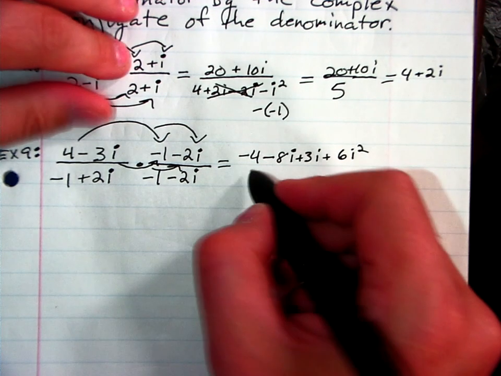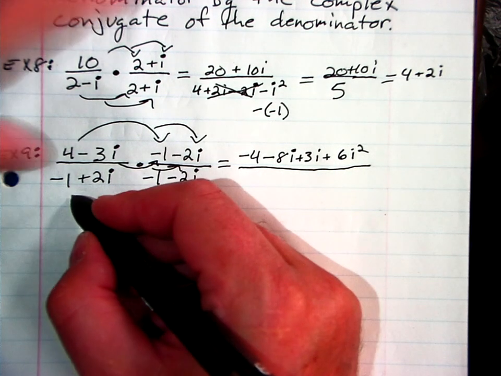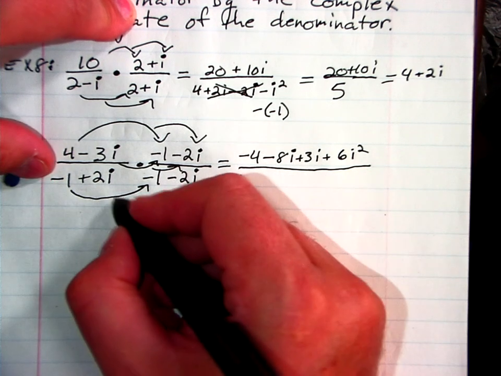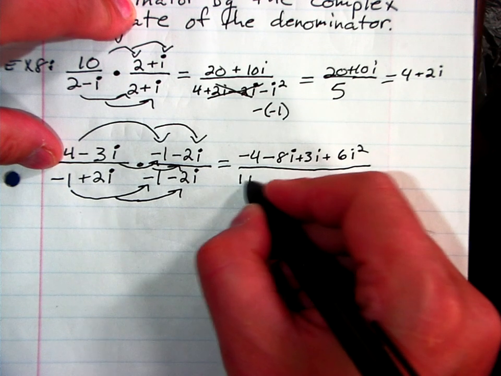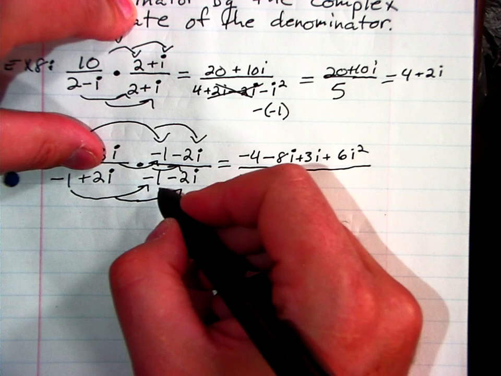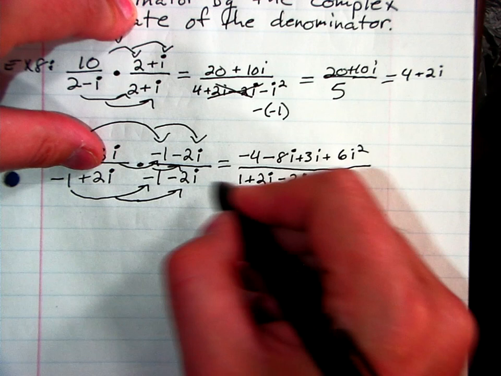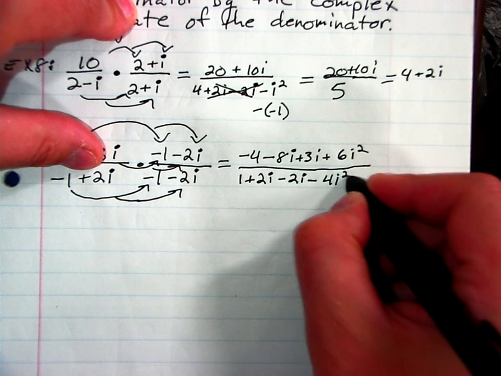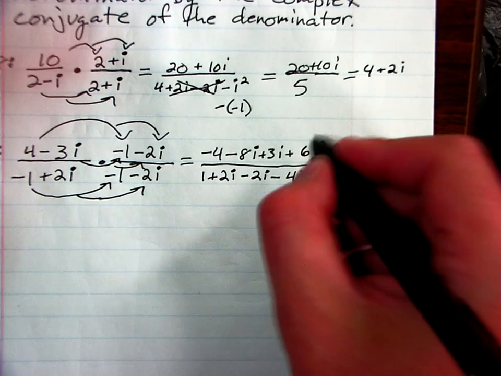All right, so let's try the bottom now. Negative 1 times negative 1 is 1. Negative 1 times negative 2i is 2i. 2i times negative 1 is negative 2i. 2i times negative 2i is negative 4i squared. i times i is i squared. All right, so now let's try and simplify what we can here.